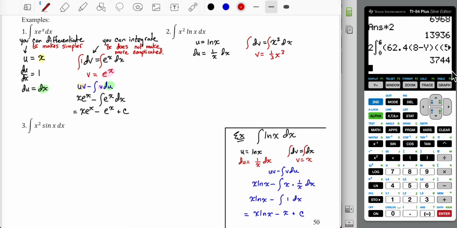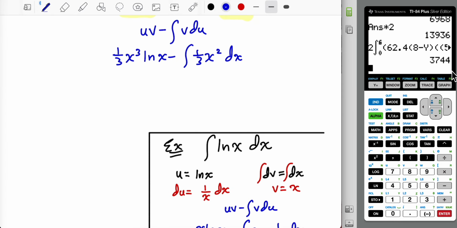All right. So uv minus the integral of v du. So 1/3 x cubed, I'm putting the v first, ln of x, minus the integral of v du. All right. So if I multiply these two together, here's my du, and here's my v, I'm going to end up with 1/3 x squared dx. Increase my exponent by 1, I get x cubed, divide by the new exponent, 1/9. Everything else comes along for the ride.